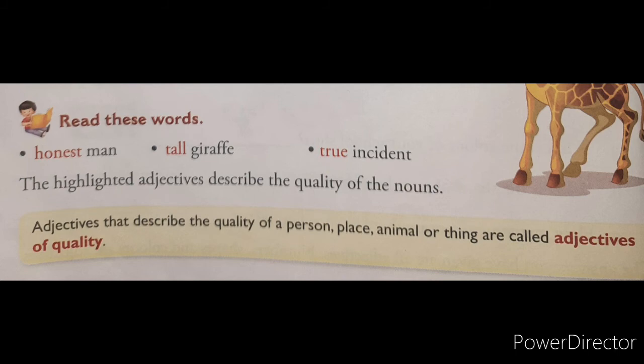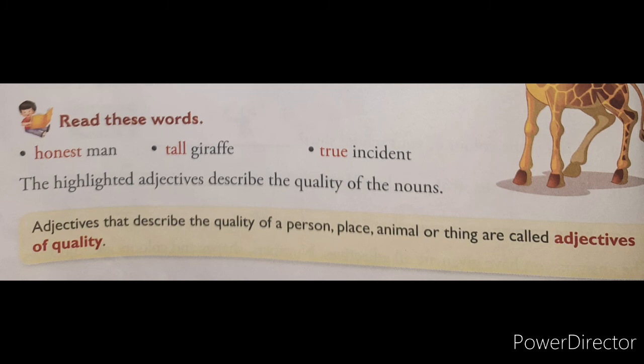Upside, some examples are given. See, read this: honest man. Now, honest, this is the adjective. Which type of adjective is it? Adjective of quality, because man, how is the man? Honest, means the man's quality. Which word is telling? Honest. So, honest is the adjective. Which type of adjective? Adjectives of quality.